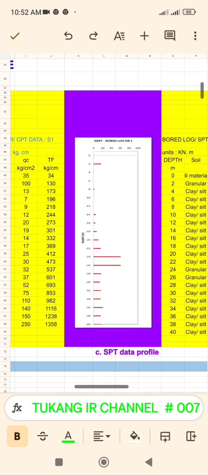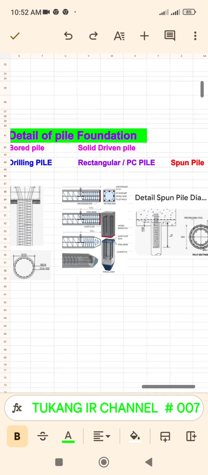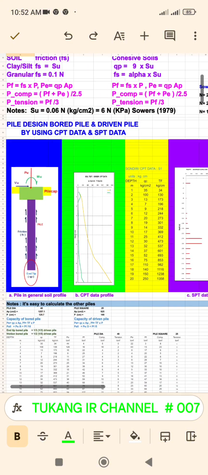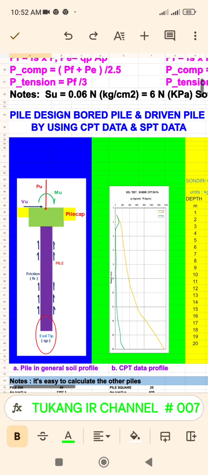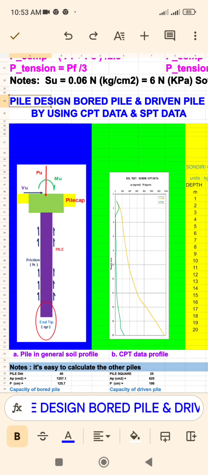Hi friends and engineers. Today I'm going to show you how to design pile foundation. As you know, pile foundation has two types: bored pile and driven pile. And also soil test. Usually we use two kinds of soil field test: CPT data, cone penetration test, and SPT data, standard penetration test.